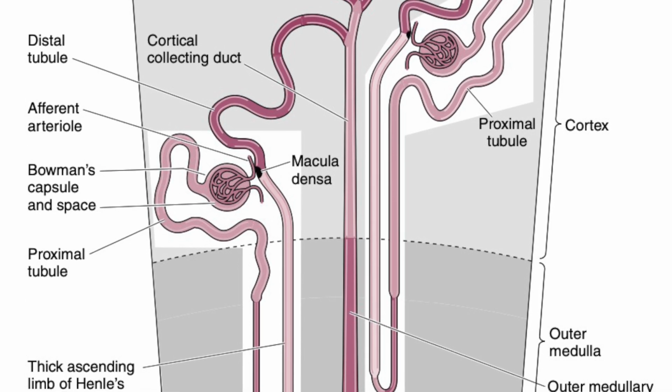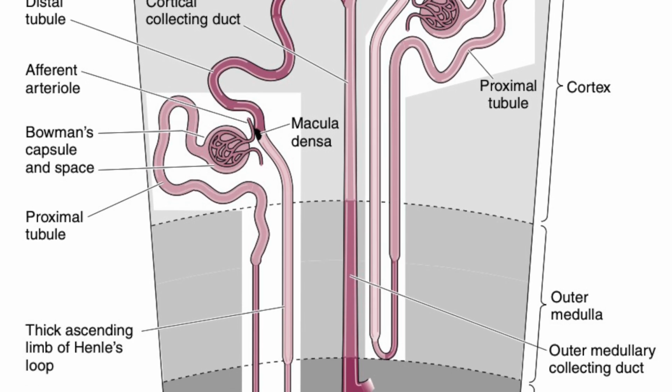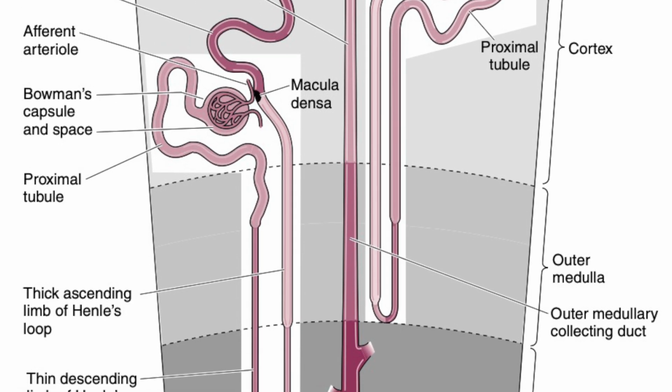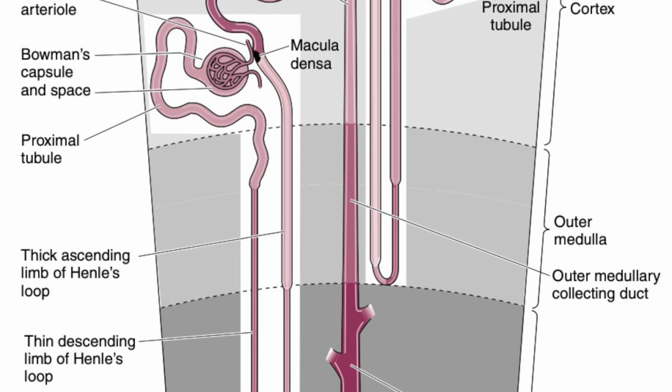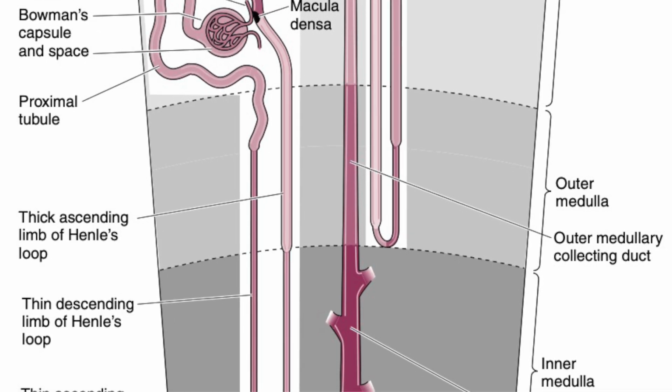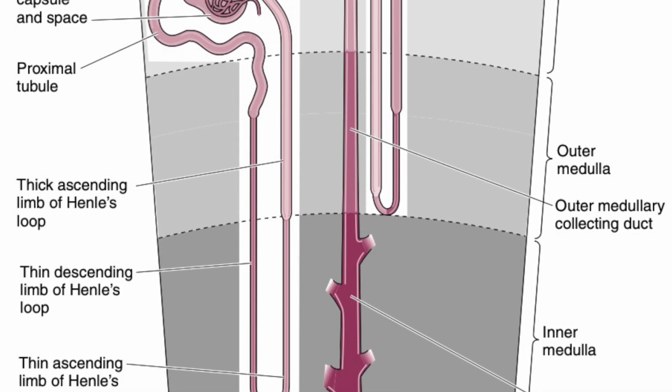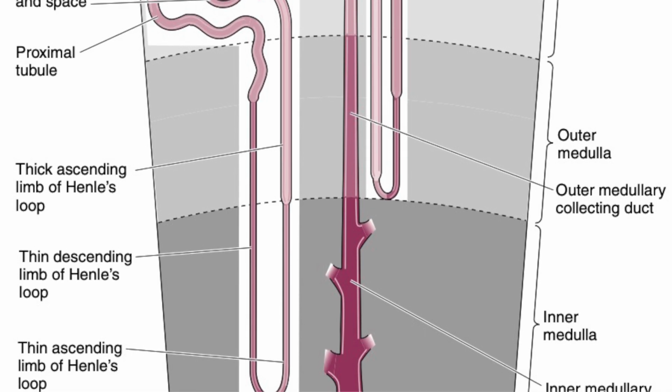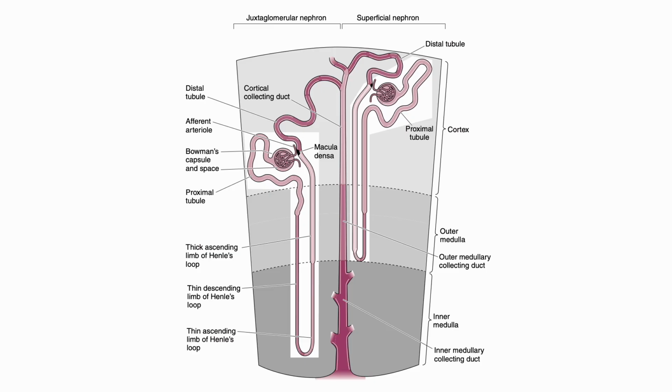The distal tubule begins a short distance beyond the macula densa and extends to the point in the cortex where two or more nephrons join to form a cortical collecting duct. The cortical collecting duct enters the medulla and becomes the outer medullary collecting duct and then the inner medullary collecting duct. Each nephron segment is made up of cells that are uniquely suited to perform specific transport functions.